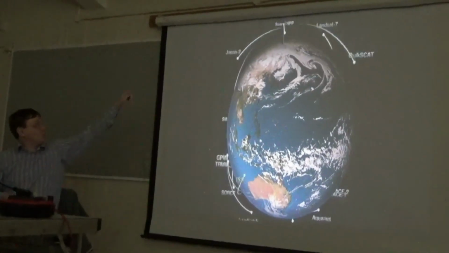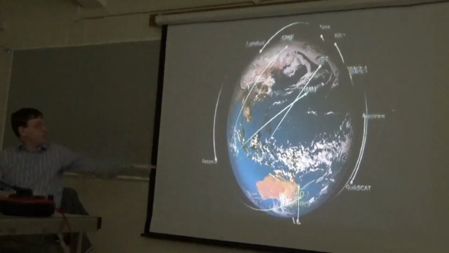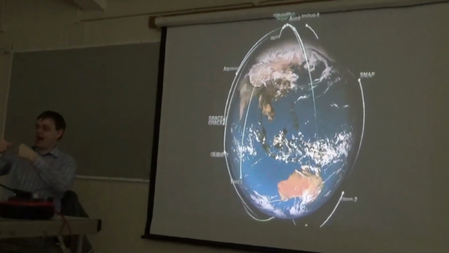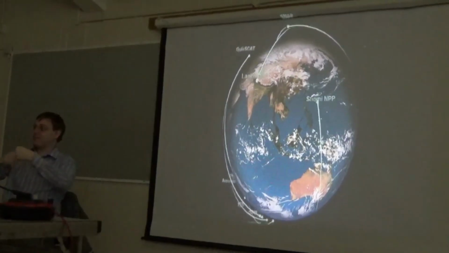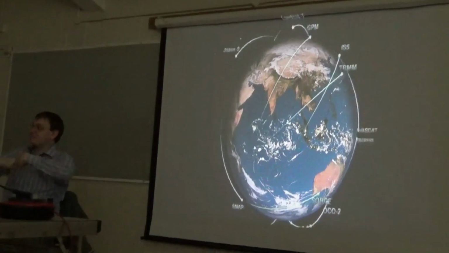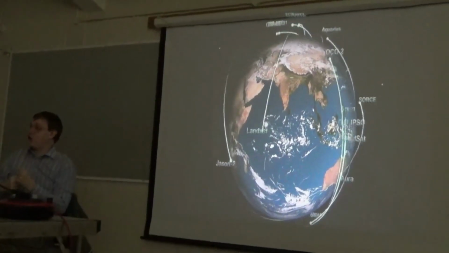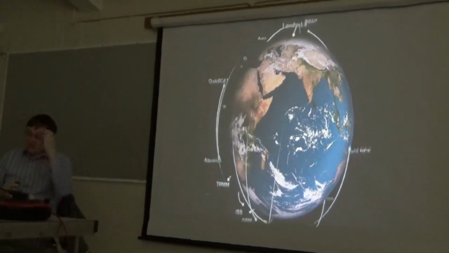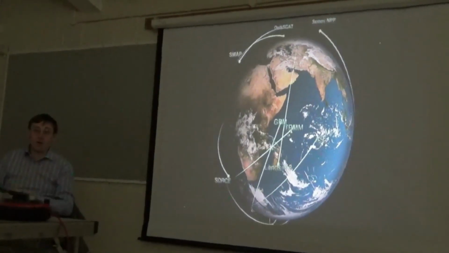So you can see the orbits always go round, going over the two poles, and the Earth is turning underneath them. So as your satellite basically stays in one place going round and round, the Earth is turning underneath it, so the satellite over time gets to see the whole of the Earth as the Earth passes underneath it.